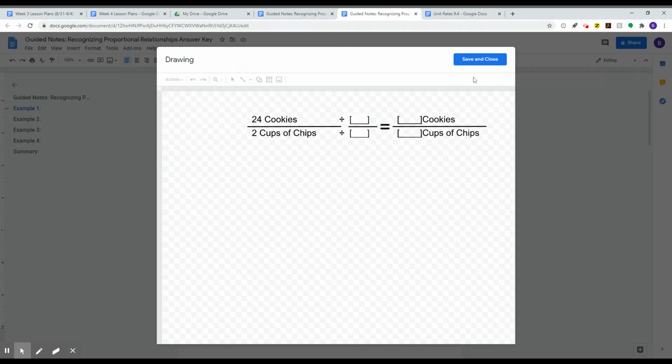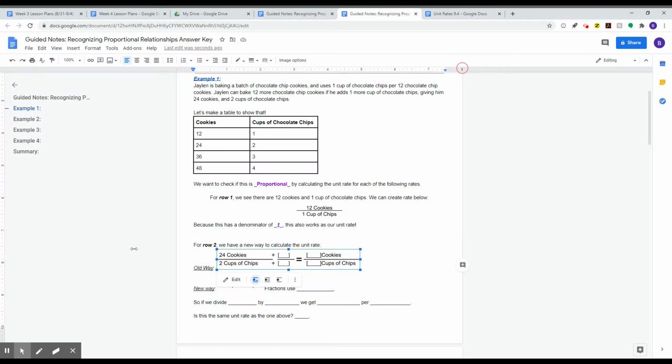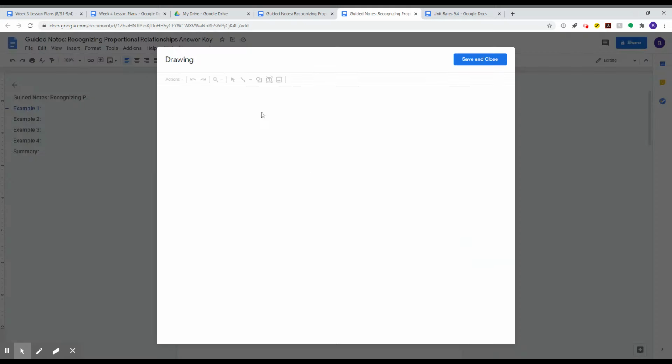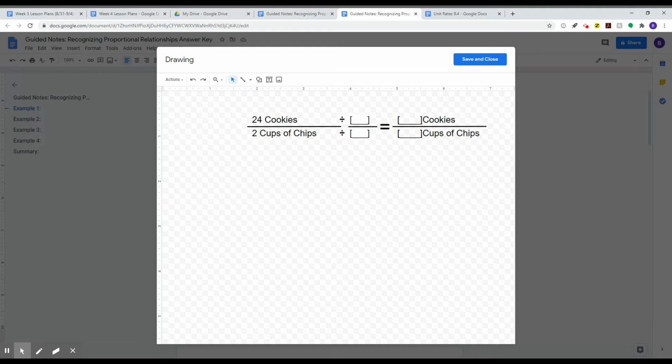So you're going to double click like last time. Remember to double click this because that's how you edit it. So double click and you edit. So 24 cookies and 2 cups of chocolate chips. Well, we're going to divide the top and bottom by 2 because we need to get this bottom, cups of chocolate chips, to just one. We want 1 cup of chocolate chips.